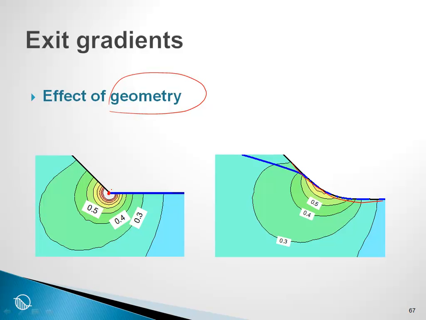So let's realize that in the field we never have sharp corners, so the SEEP-W computed gradients at sharp corners are not representative of field conditions. Often rounding out the corner makes a vast difference on the computed gradients.